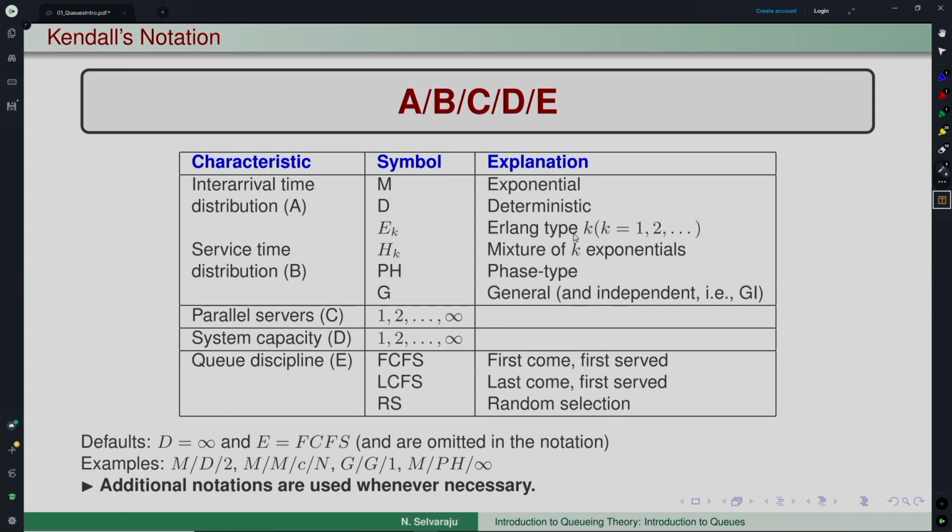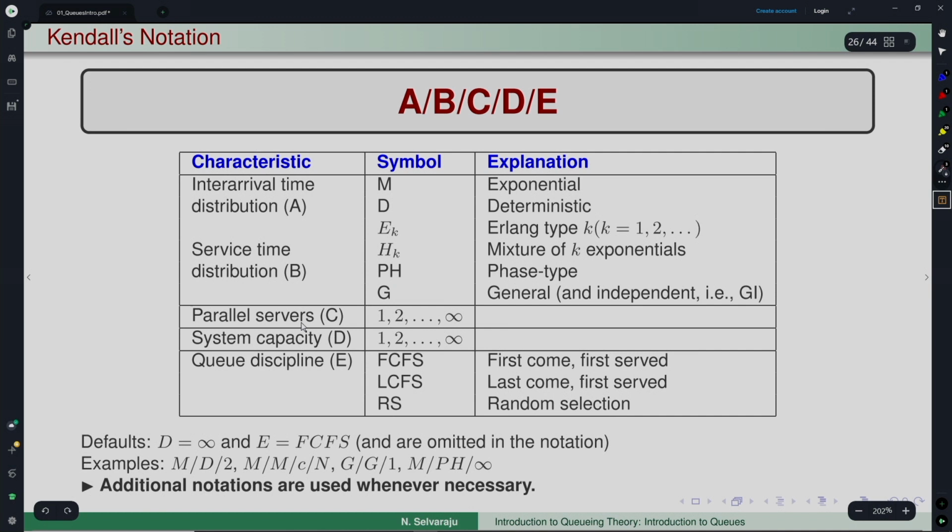Of course, we will describe it in the probability part, what is the structure of this distribution that you can see. Again, HK is a mixture of K exponentials, and then PH is a more general one, which is called phase-type distributions, which you will also see later in the course. G means it is general.